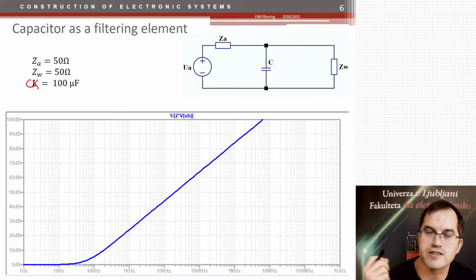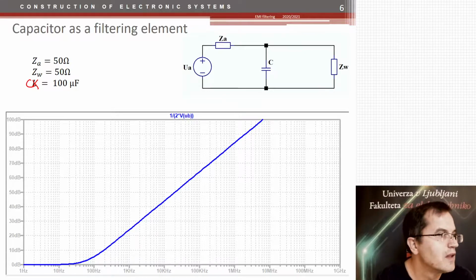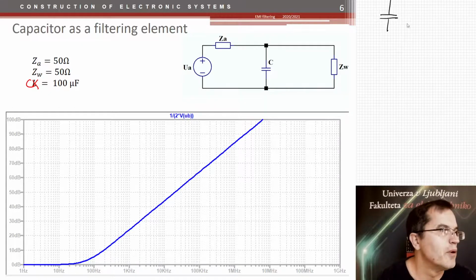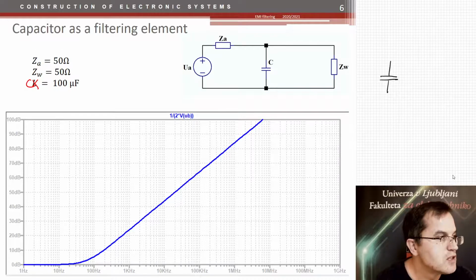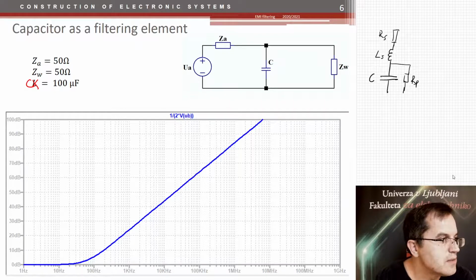But first of all, let's check what a real capacitor would look like. A real capacitor has some other components as well. So we have a capacitance, then we have to add a series inductance, and we can add a series resistance. And then we can also have a parallel capacitance. Very similar story to the case of the coil. And again, this series capacitance can have some sort of a parallel capacitance as well.